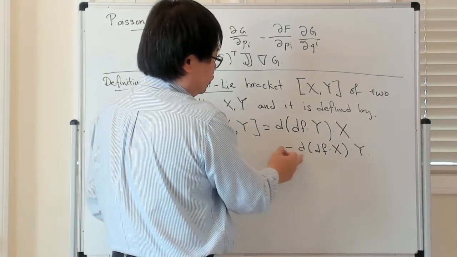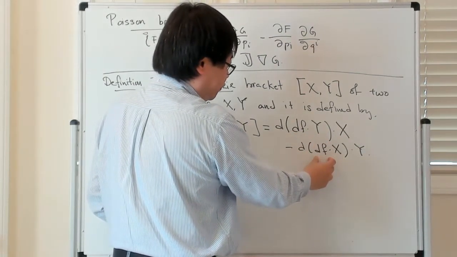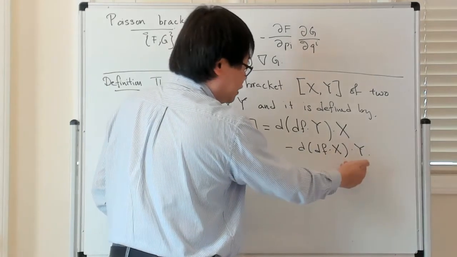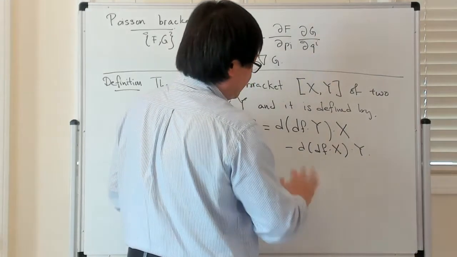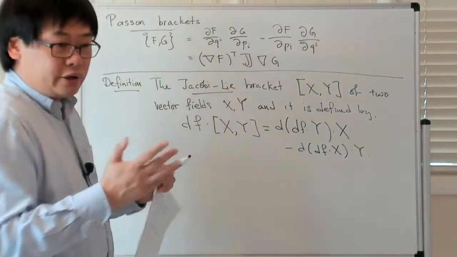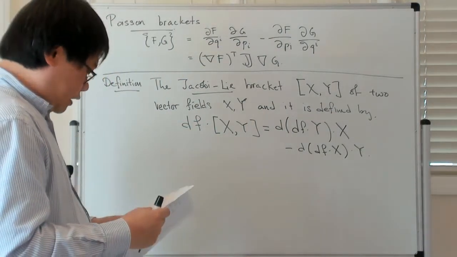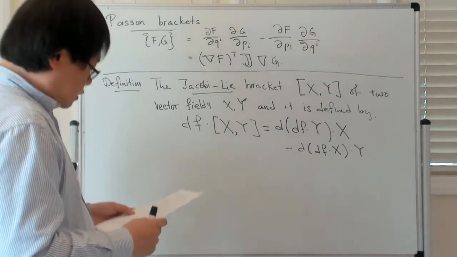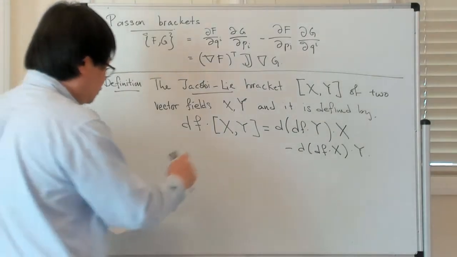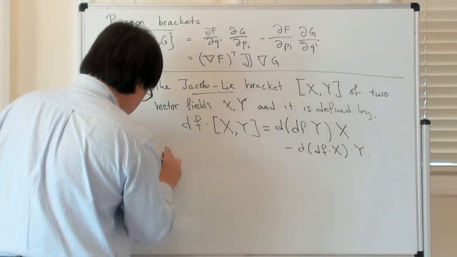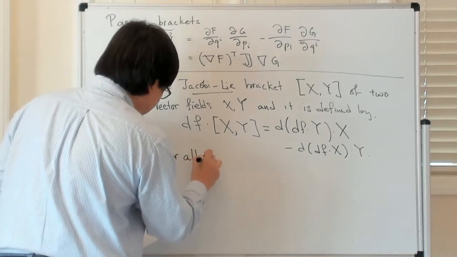And then you're doing the reverse here. You take the directional derivative of f with respect to x, and then you take a directional derivative with respect to y. So it's more or less a commutator, if you will, of the directional derivatives. So that's one way to think about this. And you want this to be true for all real valued functions.